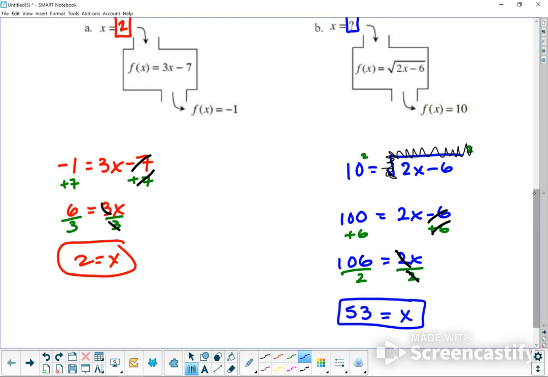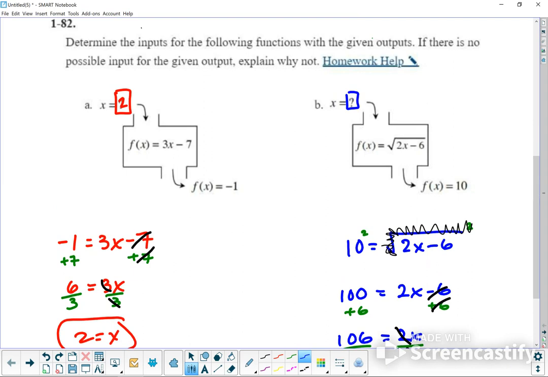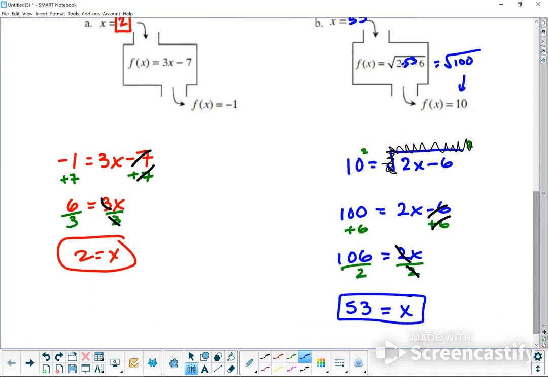Meaning that if I put 53 right here, I should get 10. Okay, and check it out. 2 times 53 is 106. Take away 6 is 100. Right? So you get the square root of 100, and that gets you 10. So that does work out. Okay.